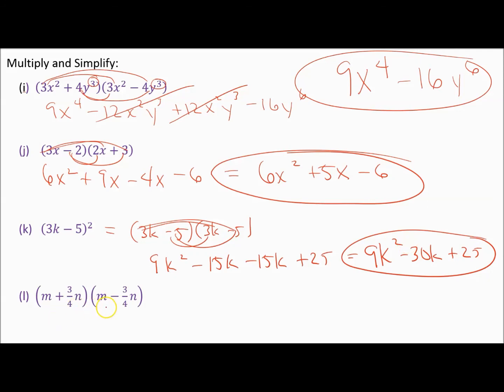This bottom one is the last pattern with the difference of squares answer, where you square the first one, you square the last one with a minus in the middle, and the middle terms cancel. Or you could FOIL this. Okay, let's use the pattern though. I square the first one, that's m squared. Minus is in the formula. I square the last one. 3/4 n times 3/4 n is going to give me 9/16, right? Because 3 times 3 is 9, 4 times 4 is 16, n squared.